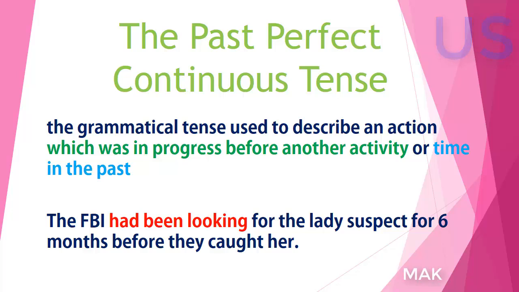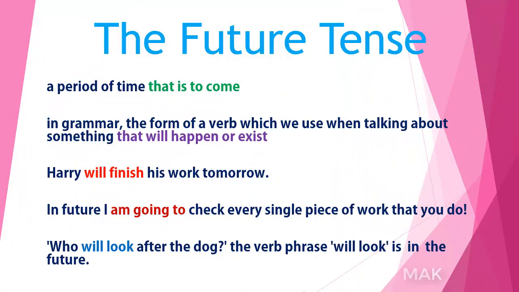The future tense: a period of time that is to come. In grammar, the form of a verb which we use when talking about something that will happen or exist. Harry will finish his work tomorrow. In future I'm going to check every single piece of work that you do. In the sentence who will look after the dog, the verb phrase will look is in the future.